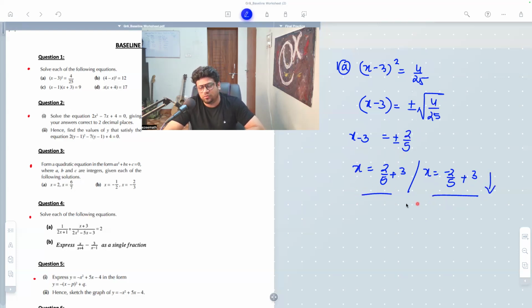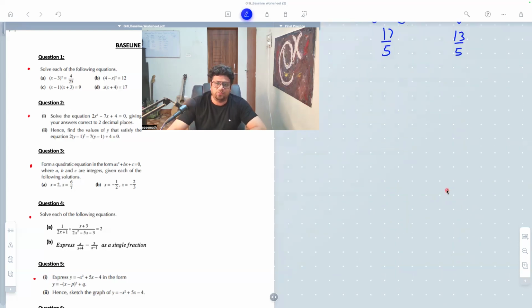And of course, these two can be solved. Either you can use the calculator or a simple simplification where you take the LCM, which is 5. 17 by 5 is what you get. And for the other, this is going to turn out to be 13 by 5. That was part A.